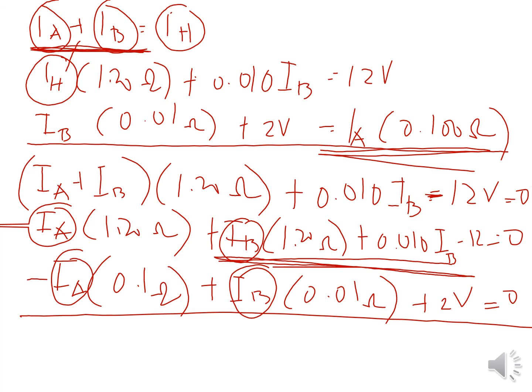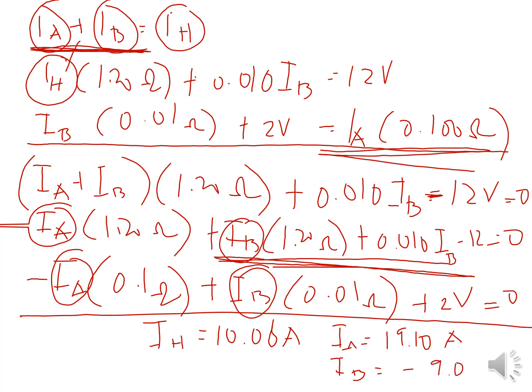Just use algebra here, and then the final answer should be IH equal to 10.08 amperes, IA should be equal to 19.10 amperes, and for IB, this is negative 9.02 amperes. The negative value here means that the assumed direction of current IB is not correct. So instead of setting the direction of IB directed out of the junction, it should be directed in, or vice versa. So that's the meaning of the negative value.